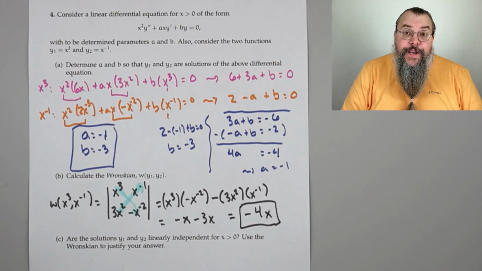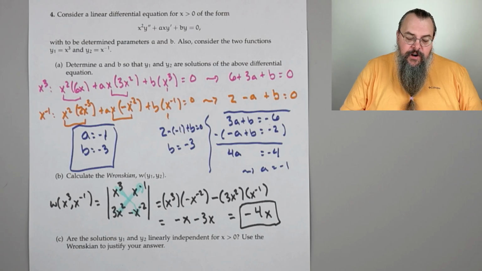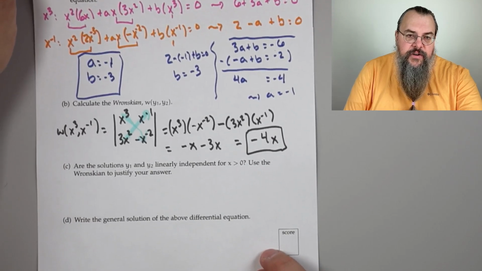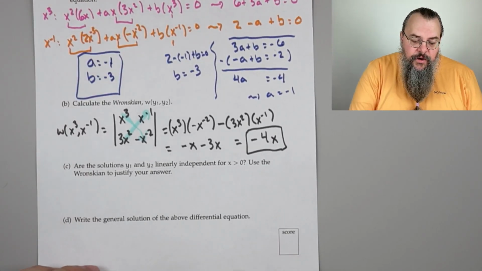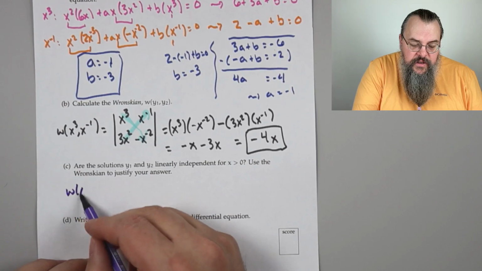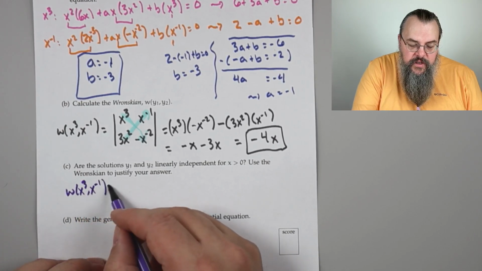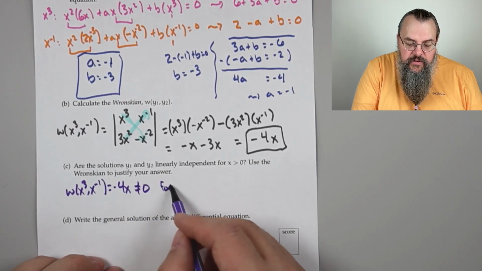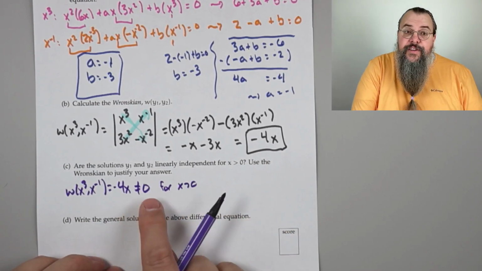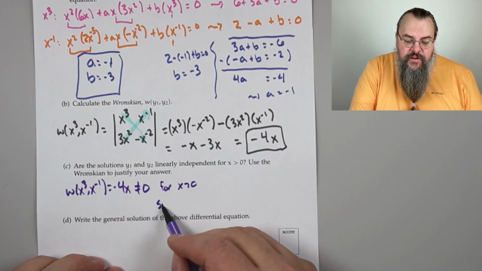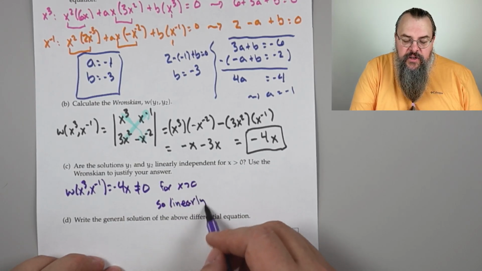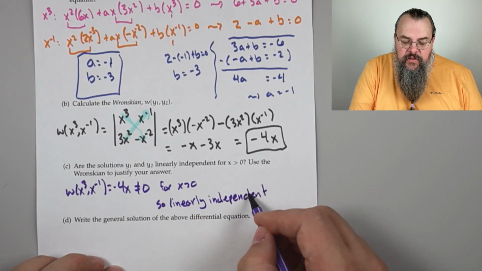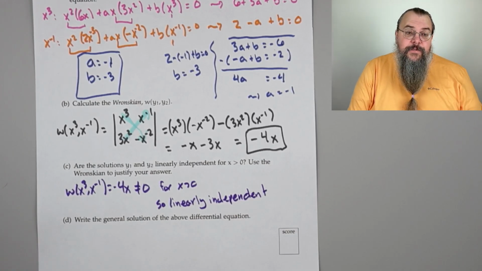Now, on to the next part. Part C. Are the solutions y1 and y2 linearly independent for x greater than 0? Use the Wronskian to justify your answer. Well, we know that the Wronskian of x cubed, x to the -1 is -4x, which is not 0 for x greater than 0. And when the Wronskian is not 0, we're linearly independent. So, yes. So in particular, everything is good. So really the test is 0 versus non-zero, and life is good.